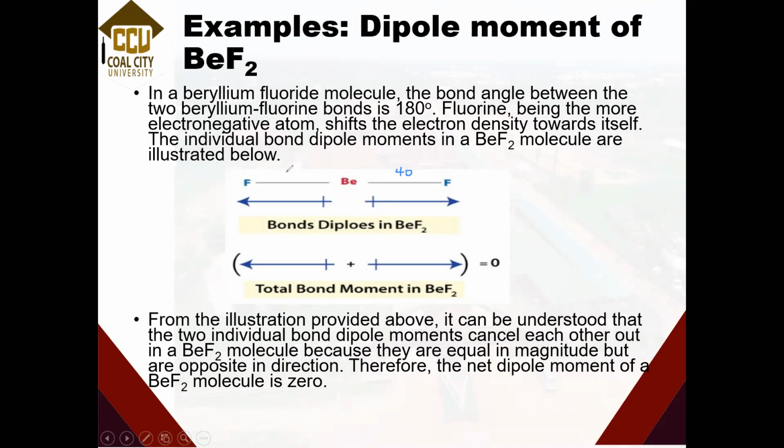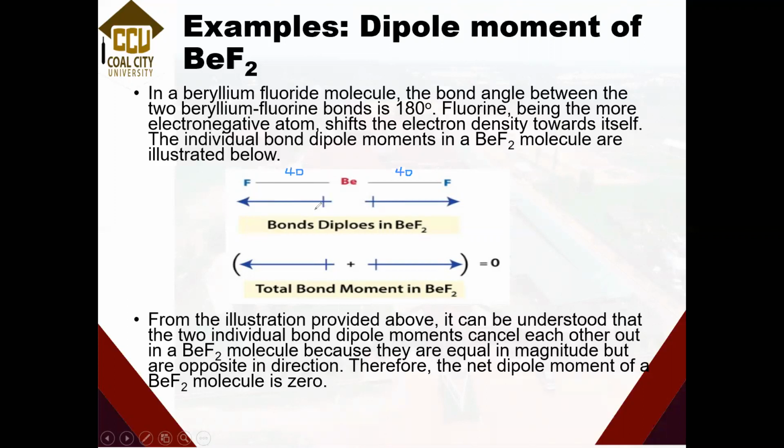This will also have a dipole moment of what? Of 4 dBi. How do I know? Because they are the same. It is a dipole moment between the same atoms, beryllium and fluorine. The only difference is that they are moving in opposite direction. Don't forget, we said dipole moments have a magnitude and they also have direction.